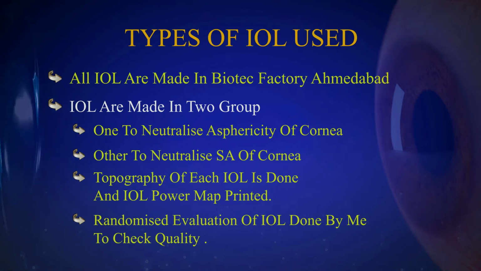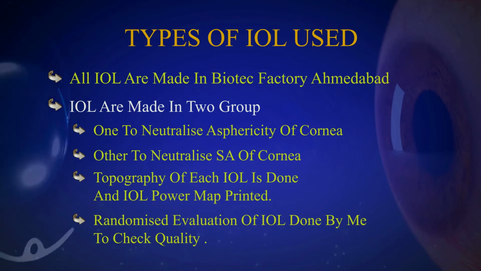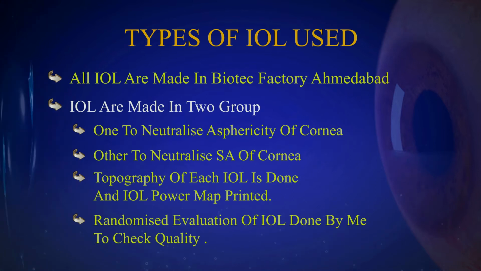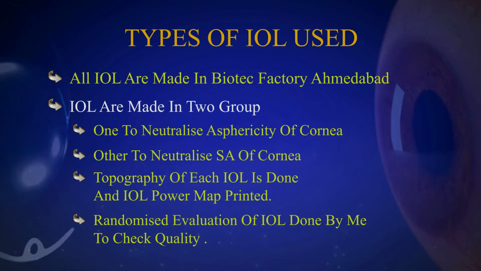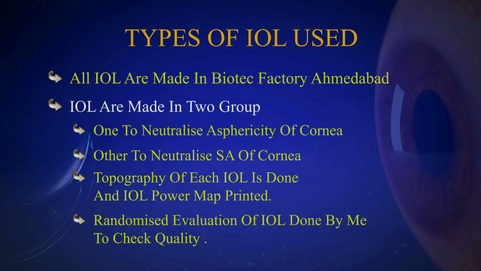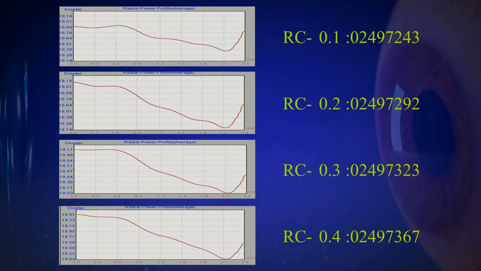These IOLs are made in two groups, one based on asphericity of the cornea and other based on spherical aberration of the cornea. Topography of both surfaces of IOLs are checked personally by me so that no internal aberrations are left out. IOL power map from center to periphery is done and printed on each IOL label. In this slide, you see power map from center to the periphery, and the difference in the power between center and periphery will give us various values of spherical aberrations or asphericity correcting ability of that IOL.